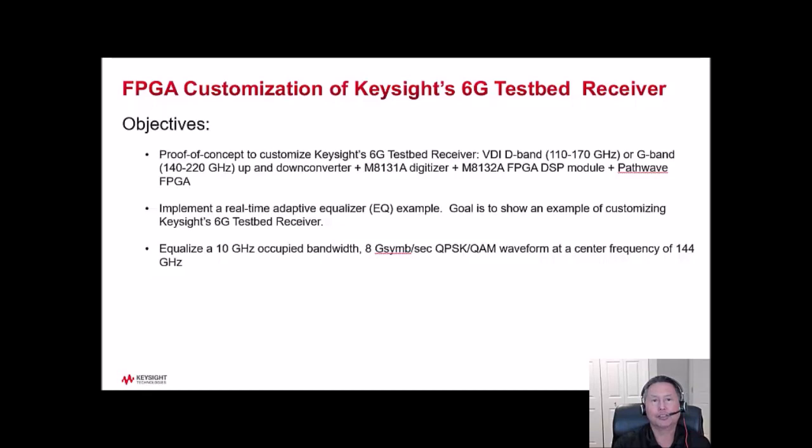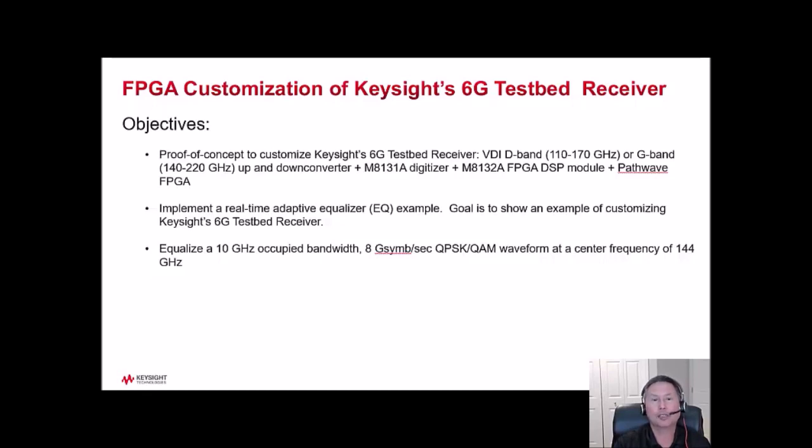Given these industry challenges, we wanted to create a proof of concept FPGA implementation for the 6G testbed receiver. We selected an adaptive equalizer as a proof of concept example. Here are the objectives for the channel equalizer FPGA implementation.